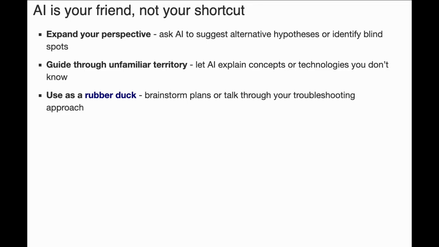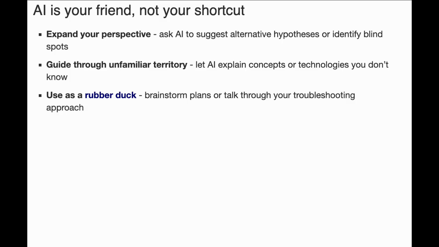AI is your friend, not your shortcut. I added this section because AI has fundamentally changed how we troubleshoot. The key is understanding what AI is good at and what it's terrible at. It's good at expanding your perspective. You can ask AI to suggest alternative hypotheses or identify blind spots. AI excels at generating alternative hypotheses you might not think of. It's like having a brainstorming partner.